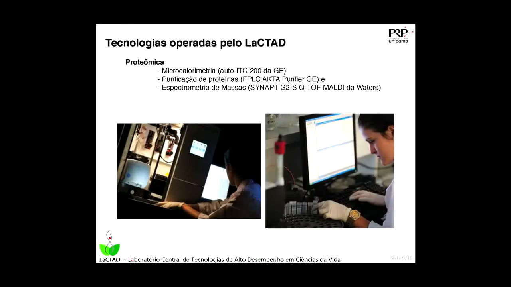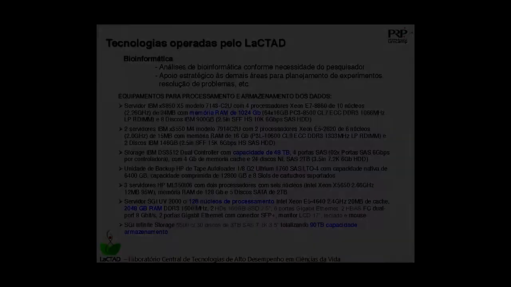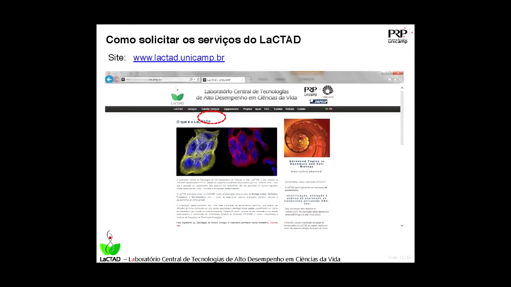Proteomics, as I told you, Vanessa is running in collaboration with the Chemistry Institute, but we are in the process of buying one. This is the equipment that we have for bioinformatics, servers, large, big equipment for bioinformatics.